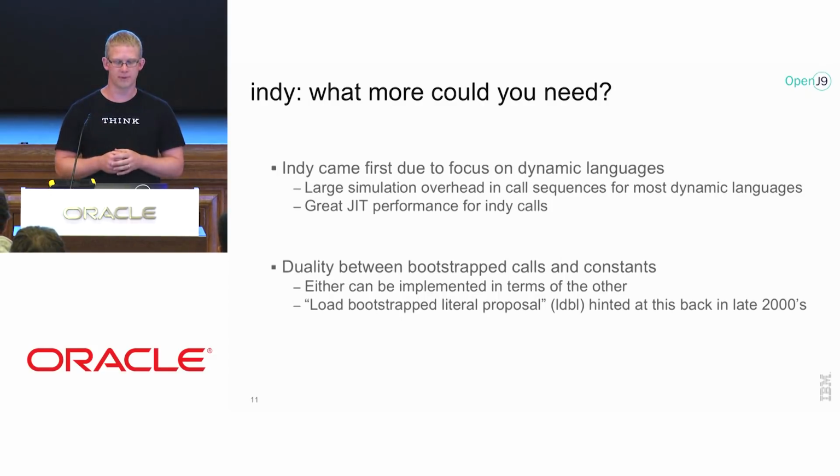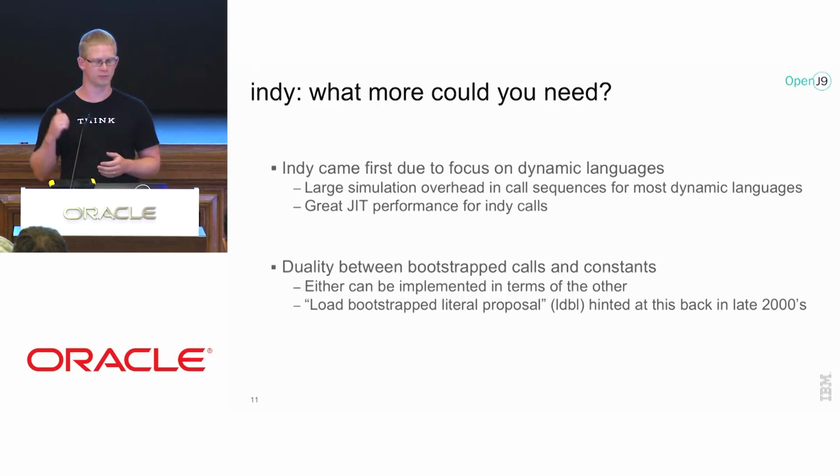And it's been a big performance improvement. But we also recognized back at the time that we did this that there's a certain duality between bootstrapped constants and bootstrapped calls. We can implement either in terms of the other. So if you've done a lot of work with Invokedynamic at this point, you've probably already written bootstraps that basically return constants. But it's also possible to go the other way.